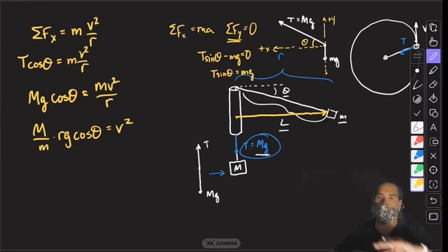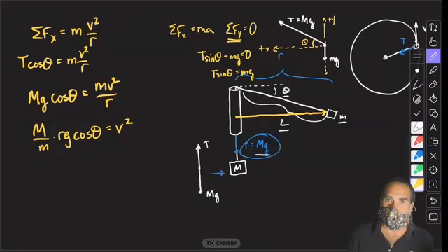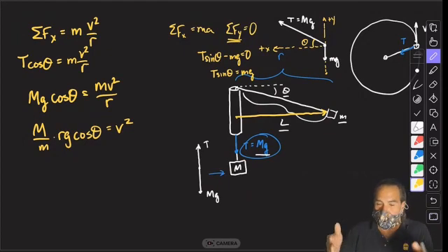Now, you don't need to know all of that, but you do have to understand that R isn't necessarily the length of the string here. That's where a lot of people make a mistake. So you have to find a way of representing R in terms of the length of the string. And based on the triangle I got going on there, it's not hard. It's just L cosine theta. Do you see it?